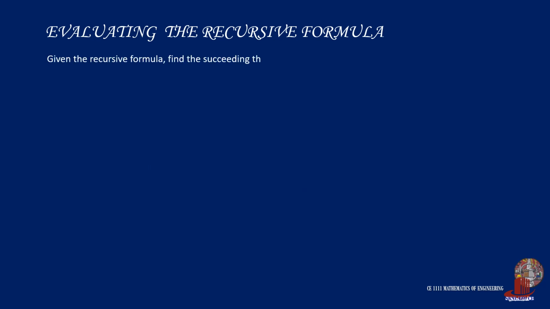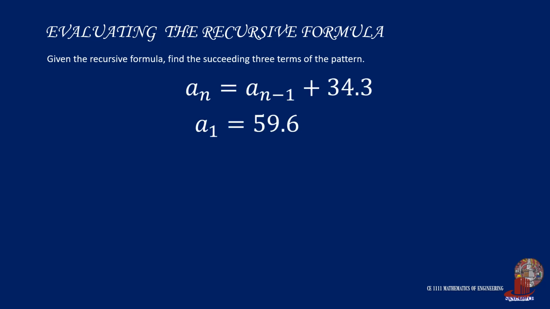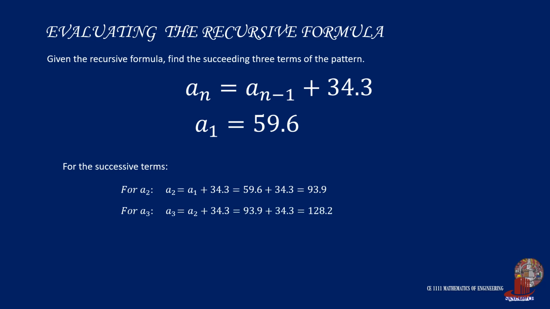Here is another example to showcase evaluating a recursive formula. With a sub n equal to a sub n minus 1 plus 34.3, where a sub 1 is 59.6, a sub 2 is solved by plugging the initial term into the formula, that is 59.6 plus 34.3, giving 93.9. A sub 3 is 93.9 plus 34.3, or 128.2. And the fourth term is 128.2 plus 34.3 to get 162.5.